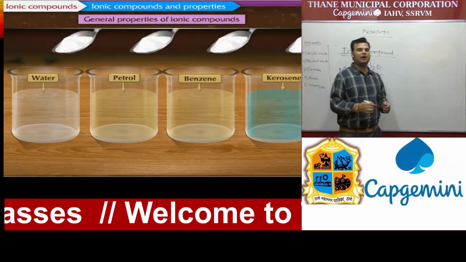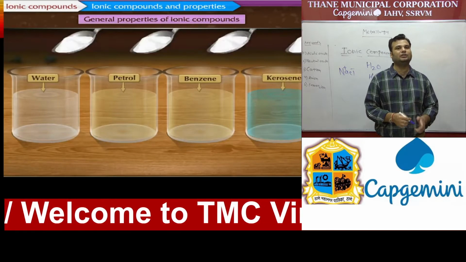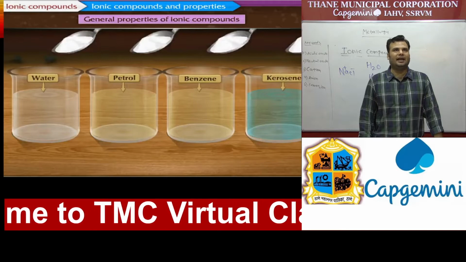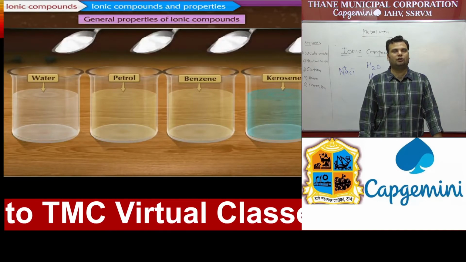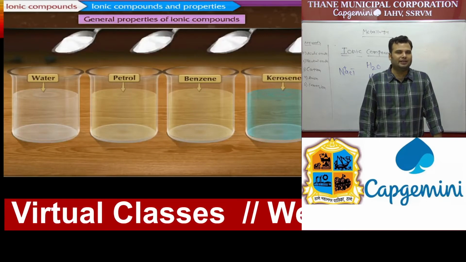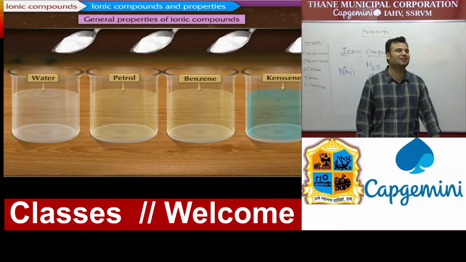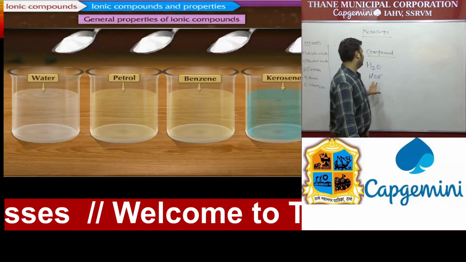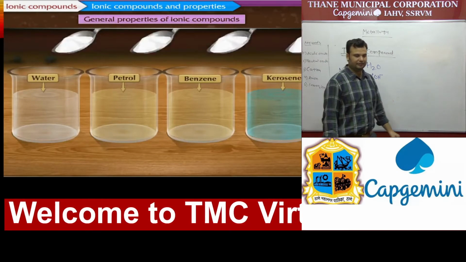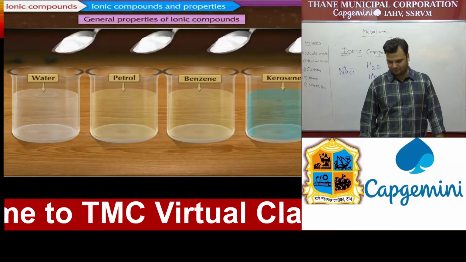So all ionic compounds are always soluble in water, but insoluble in organic solvents like petrol, benzene and kerosene. So petrol, benzene and kerosene are organic solvents. So all ionic compounds are insoluble in organic solvent but soluble in water. So that is a very important point you have to remember, because they contain the same ions, that means the ions positive and negative, cation and anion. So dissolves like dissolves, an important phenomenon you have to apply here.